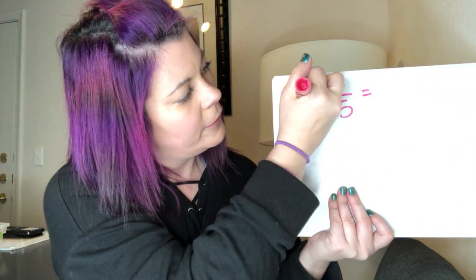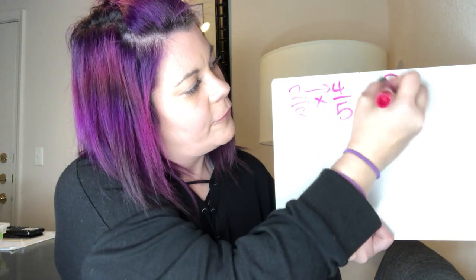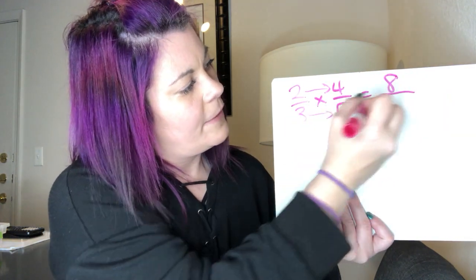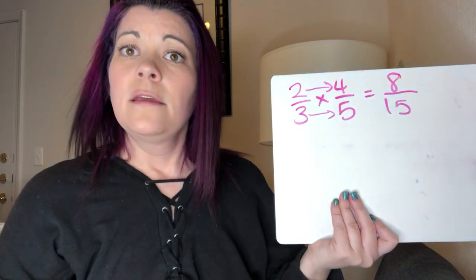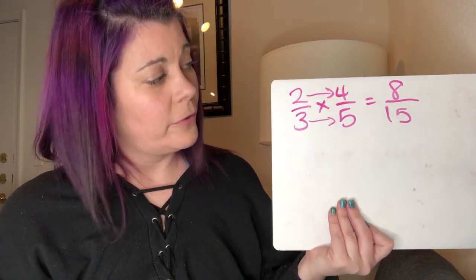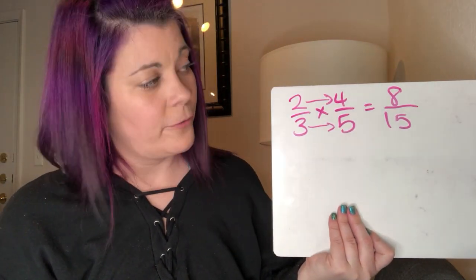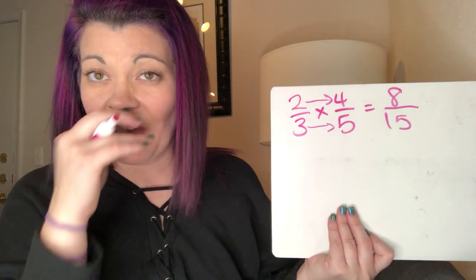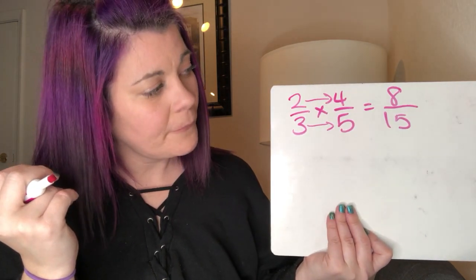2 times 4, you can just draw an arrow. 2 times 4 is 8. 3 times 5 is 15, and that's it. If you can reduce, you reduce, but in this case you don't have to reduce because 8/15 doesn't have a common factor between 8 and 15. So we just leave it. Okay, so again, you just multiply straight across.